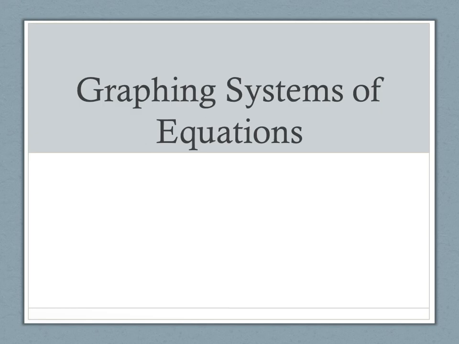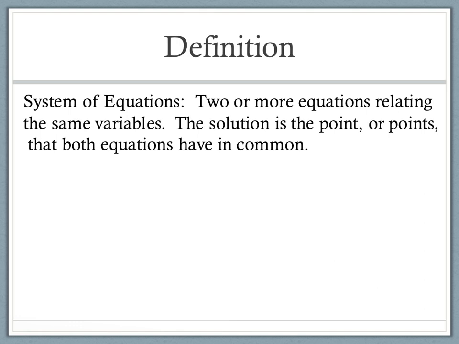Alright guys, today we're going to talk about graphing systems of equations. So a system of equations is when we have two or more equations with the same variables. The solution, so the answer, is the point or points that they have in common. So points that make both of them true.